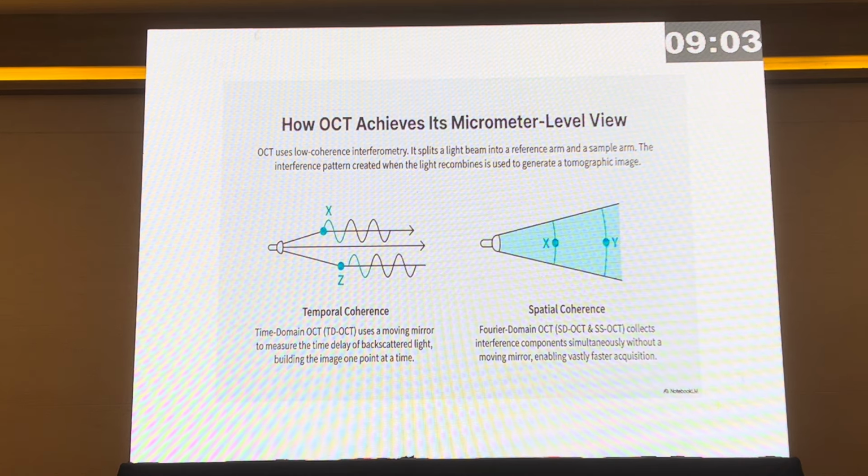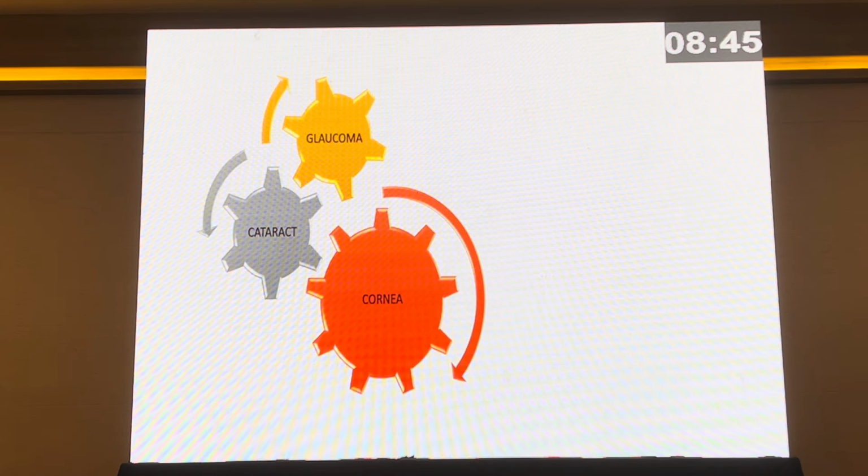Coming over, this is the slide for the postgraduates. It mainly discusses that when you have an essay on anterior segment OCT, make sure you have these terminologies: low coherence interferometry, temporal coherence, spatial coherence, the time delay, the wavelength, and the moving mirror mentioned in your essay.